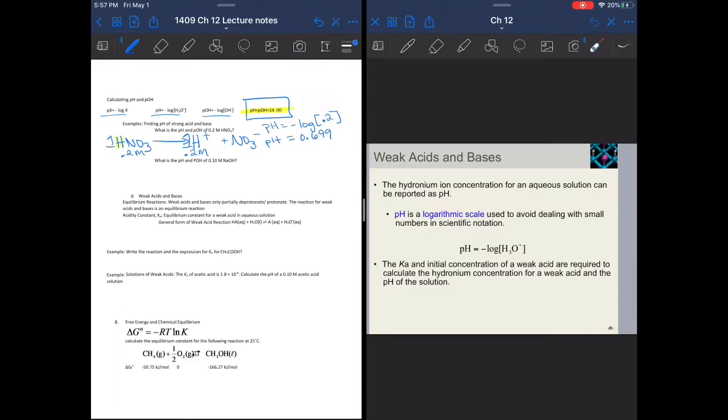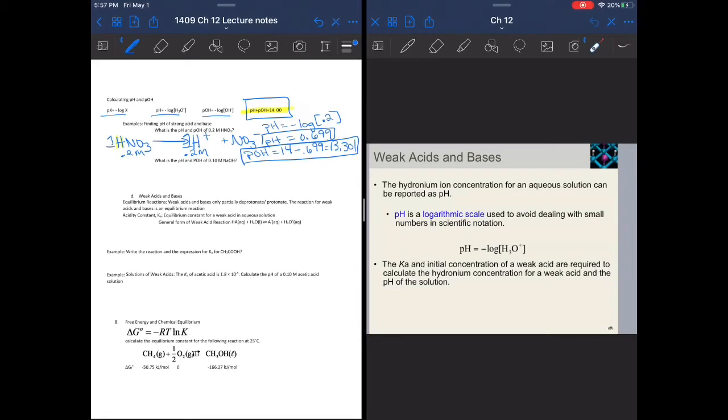It's acidic. If I wanted to find the pOH, I just need to do 14 minus 0.699. And the pOH is 13.301. All right, so you always want to make sure that you're answering the question that's being asked. And we were asked for both pH and pOH.